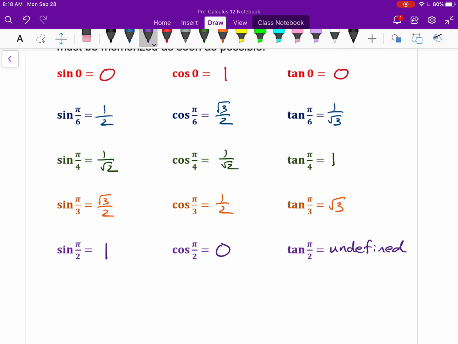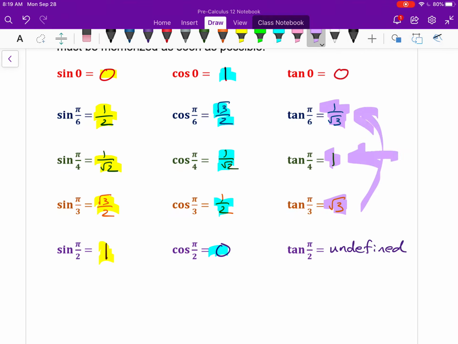If you look at these as well, there are actually lots of nice patterns. If you look at sine, the values get larger each time, up to 1, and cosine does the exact same in reverse. Cosine just goes the exact opposite way. So once you've memorized sine, you can memorize cosine as going the other way around. Tangent has some nice little things where 1 over root 3, 1, and root 3 are reciprocals of one another. 1 is a pretty important one to remember. The tangent of 45 degrees is 1.